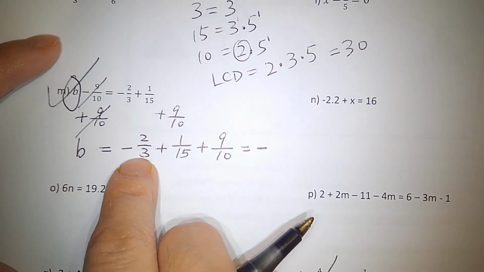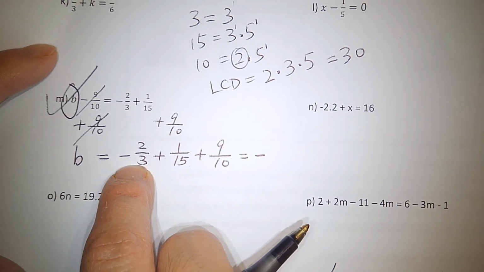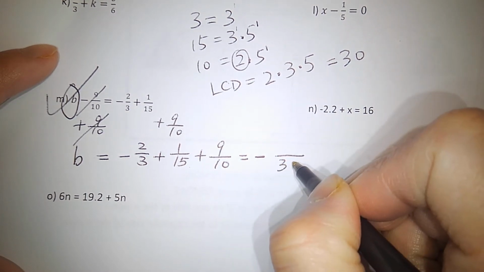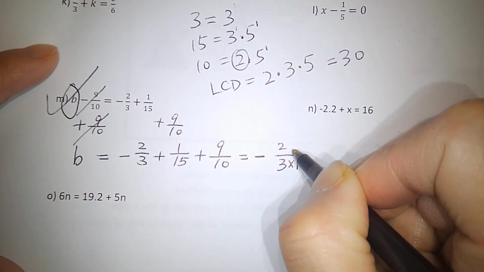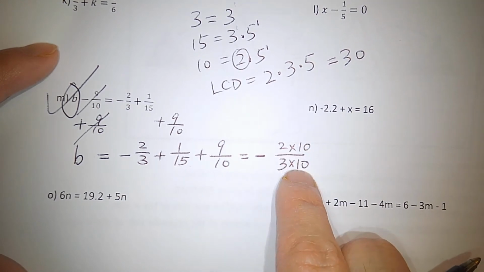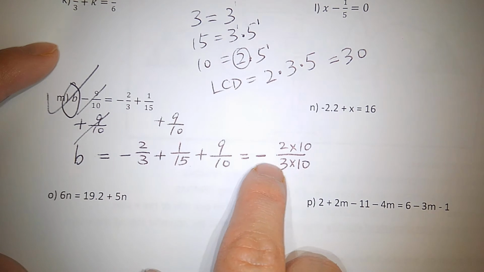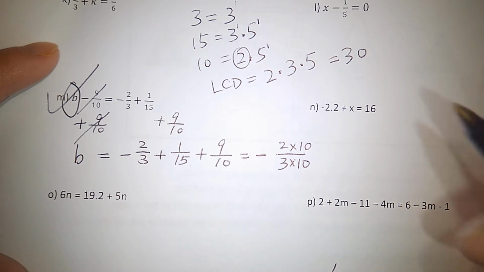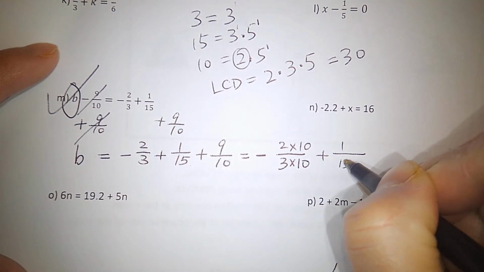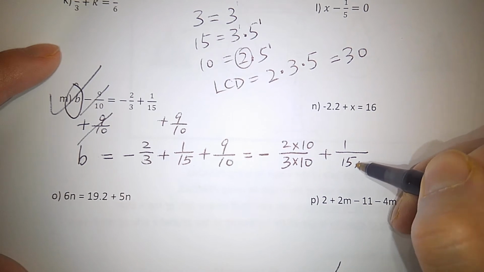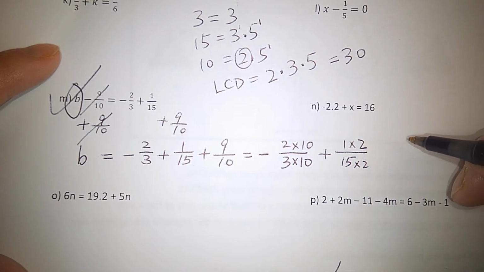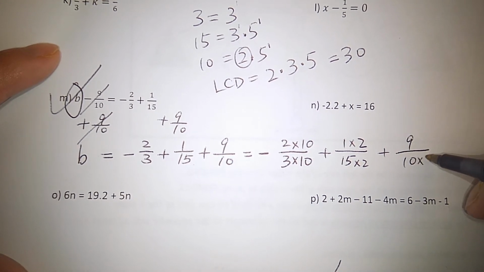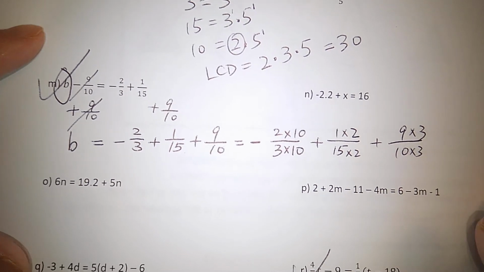Okay, so in order to add these fractions, we have to make sure they have the same LCD, right? So how do we make 2/3 have a denominator of 30? We have to multiply by what? 10. You agree with that, right? So 3 has to be multiplied by 10 to get 30, but we have to multiply the numerator by 10 as well. And 1 out of 15, how do we make the denominator 30? And then 9 out of 10, multiply 3 to both the top and the bottom. You agree with this, everybody?